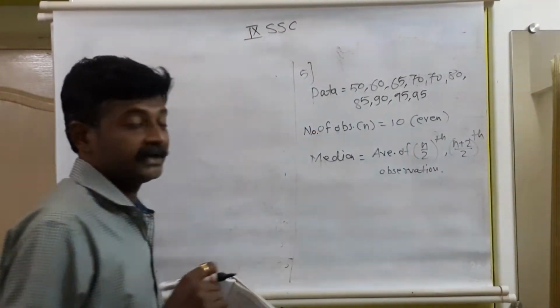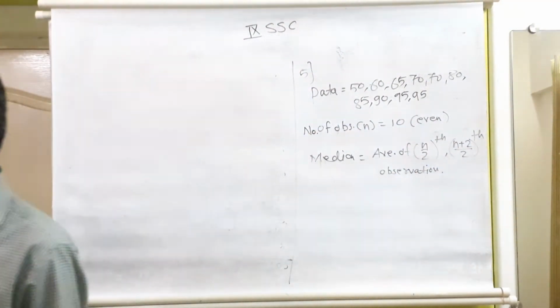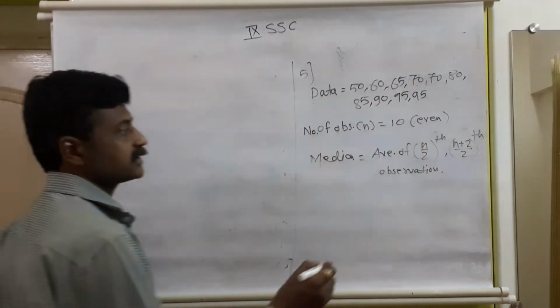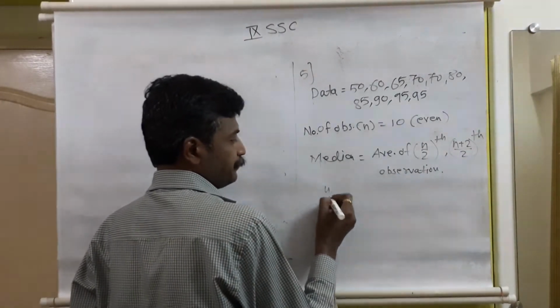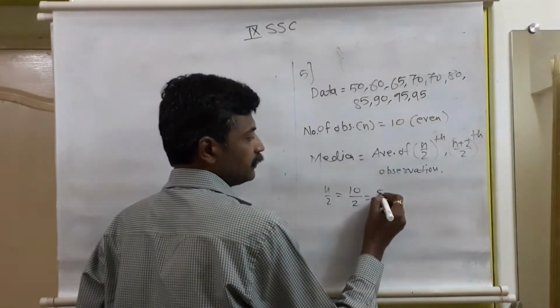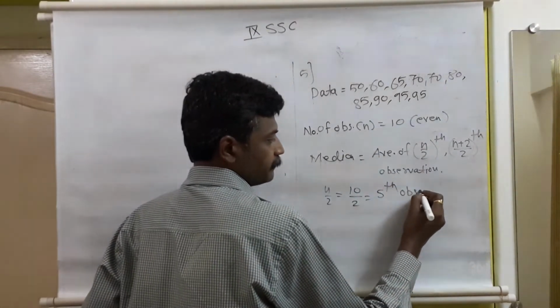Okay, the median will be the average of two observations. Now we need to first find those two observations. Which observation is at the n upon 2 place? n is 10, so 10 upon 2 will be the fifth observation.